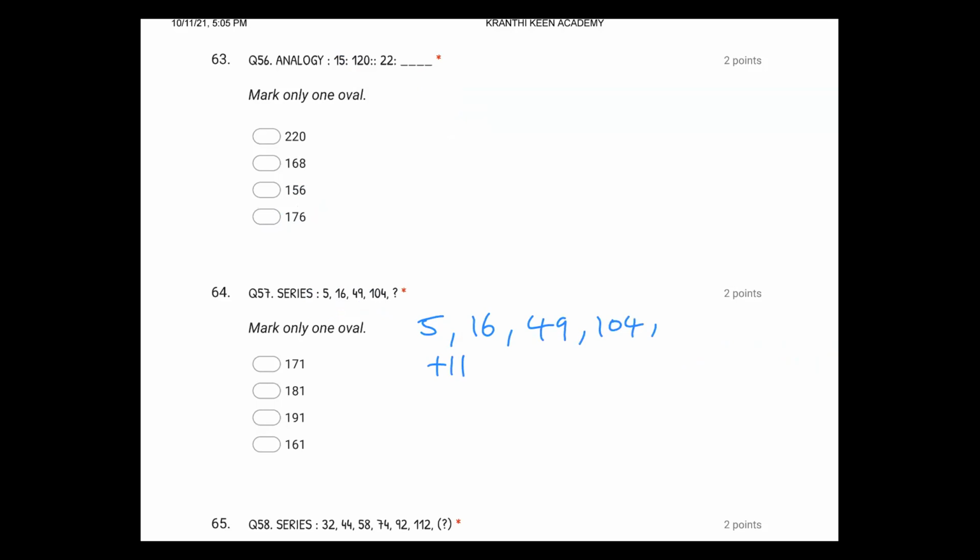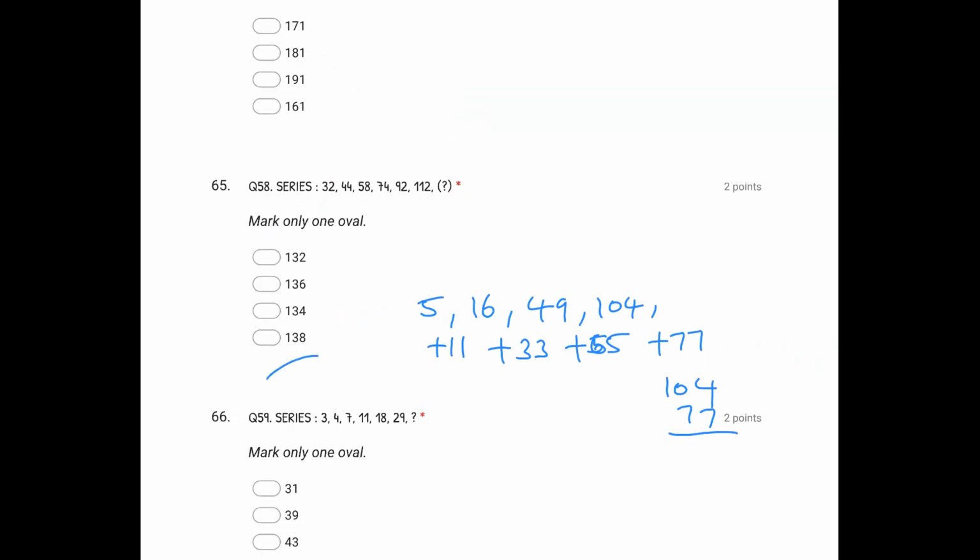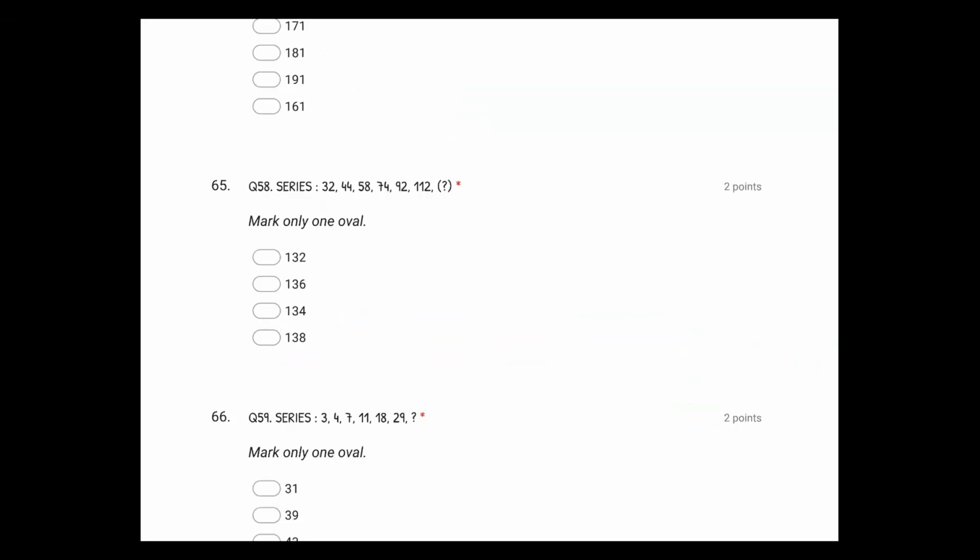Here plus 11, plus 33, the 11 table, next plus 55, next plus 77. If you add 104 plus 77, you will get 181. You will get 181. In series, you have to think of so many ways.